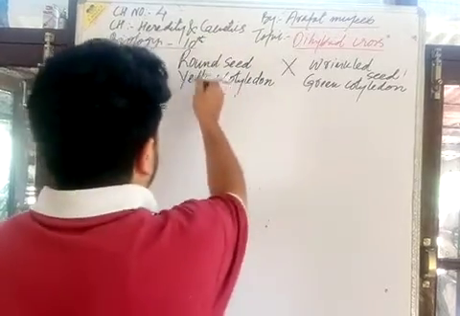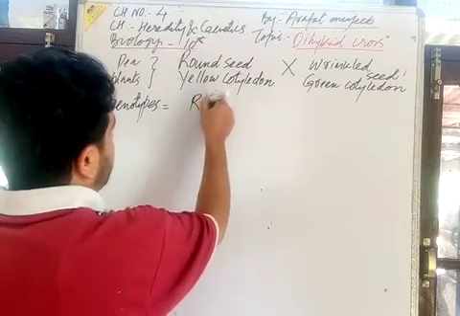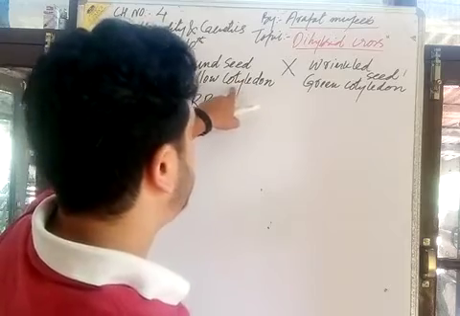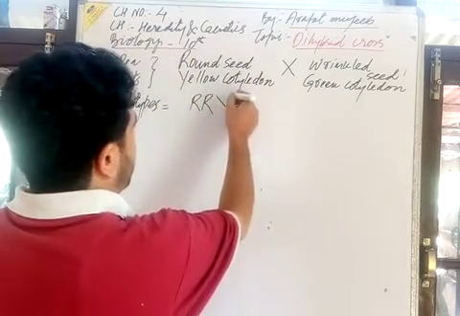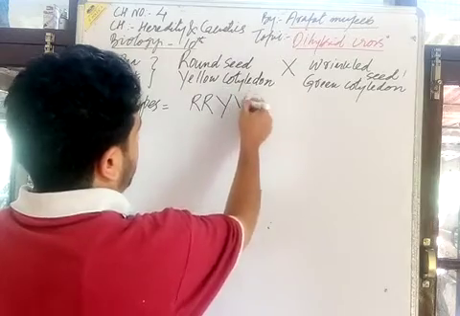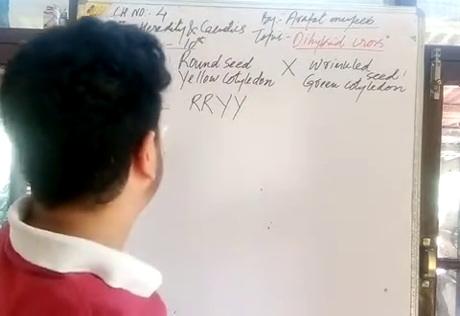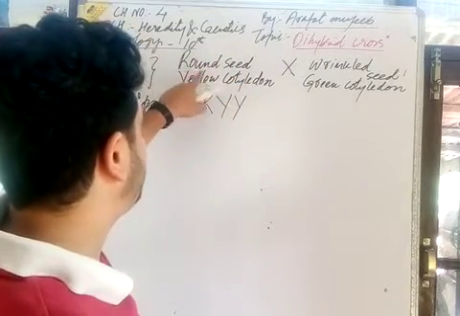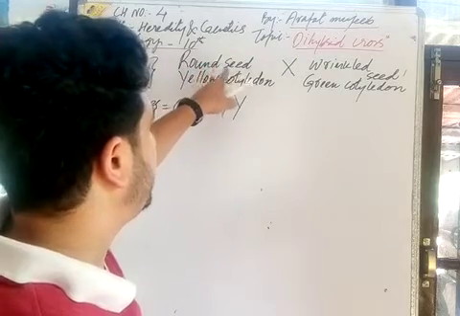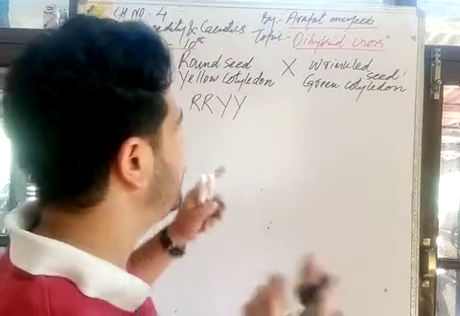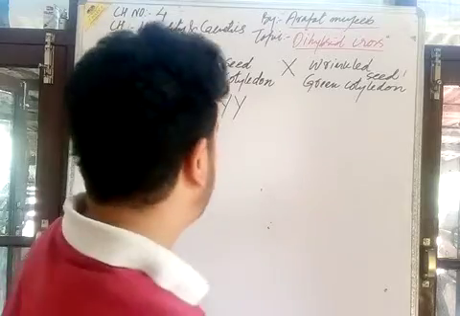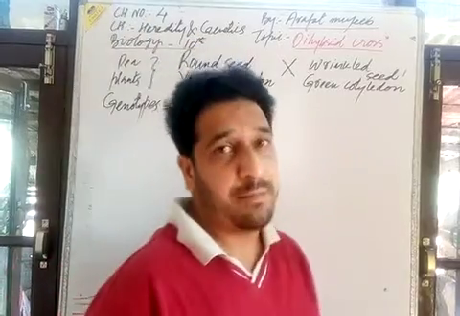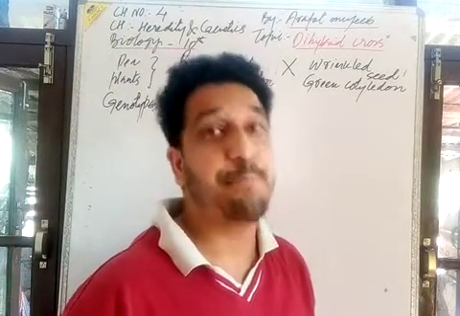Yes, this character, the round seed, is controlled by capital R. And yellow cotyledon is also a dominant character in a parental pea plant, and it is represented by capital Y. Here it is the genotype of this pea plant. The phenotypic expression is always visible to see. The genotype is very tough to determine. We can determine it by having a test cross, by having a back cross.